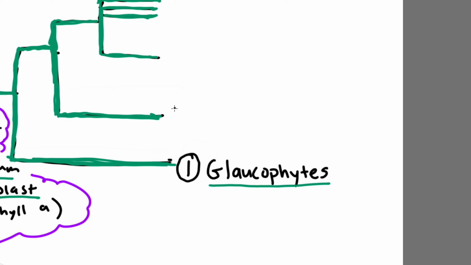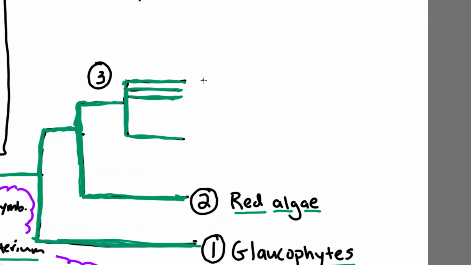Then other groups here in the Archaeplastida. The red algae group, and then this third group up here, which is the green algae group, which is a polyphyletic group, and split into the land plants now.